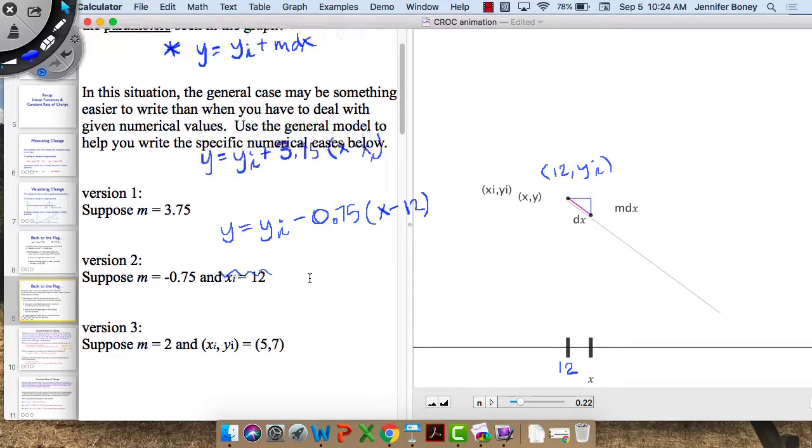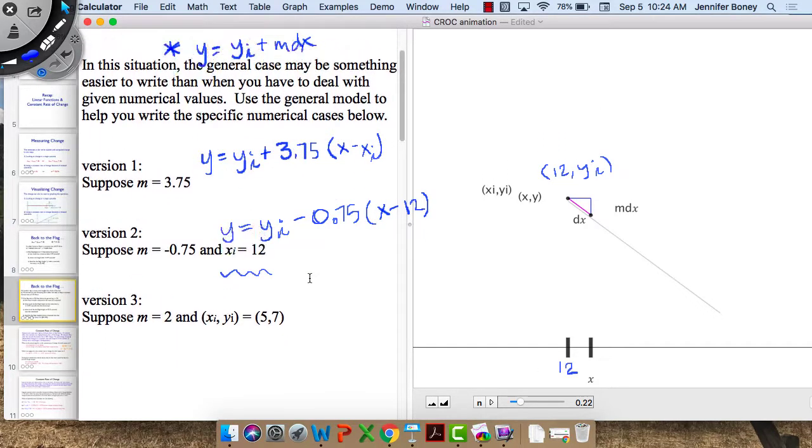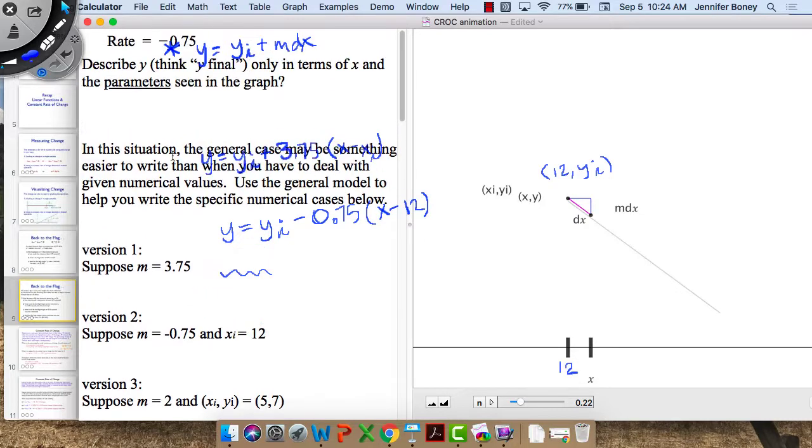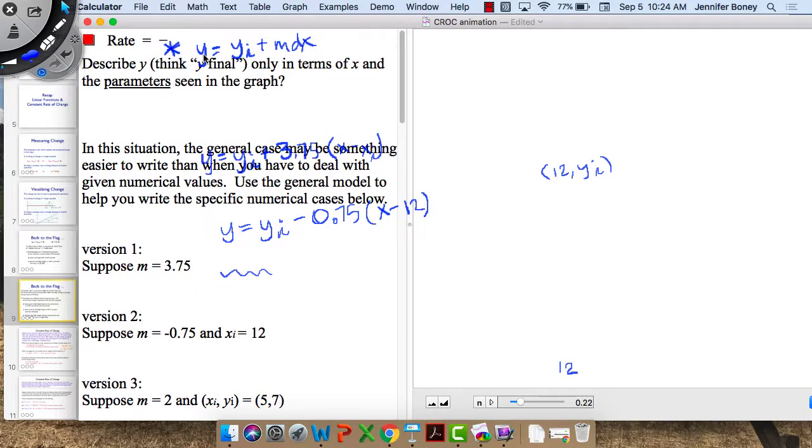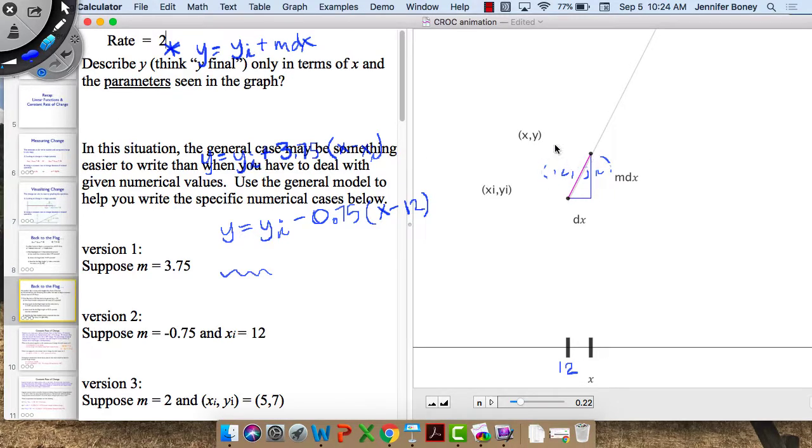So, last version here, suppose we have a rate of 2, rate of change of y with respect to x. I'm just going to change this up here so it looks like that. There we go. And we have a full coordinate point listed, 5, 7.